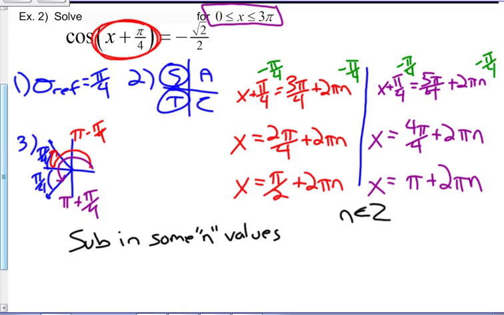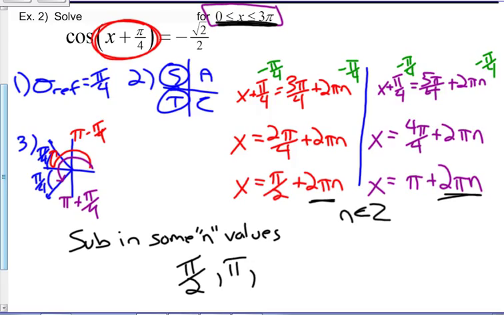Okay, and we'll start with 0. If I put 0 in here, we'd just get pi over 2. Is that within the domain? Absolutely. That's between 0 and 3 pi. If I put 0 into this one, well, I just get pi.